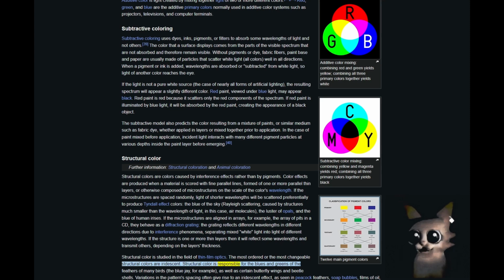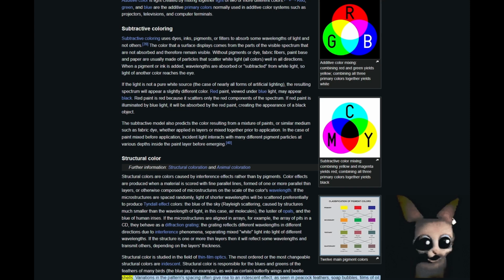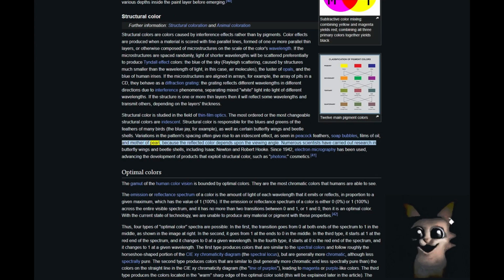Structural color is responsible for the blues and greens of the feathers of many birds, the blue jay, for example, as well as certain butterfly wings and beetle shells. Variations in the pattern spacing often give rise to an iridescent effect, as seen in peacock feathers, soap bubbles, films of oil, and mother of pearl, because the reflected color depends upon the viewing angle.